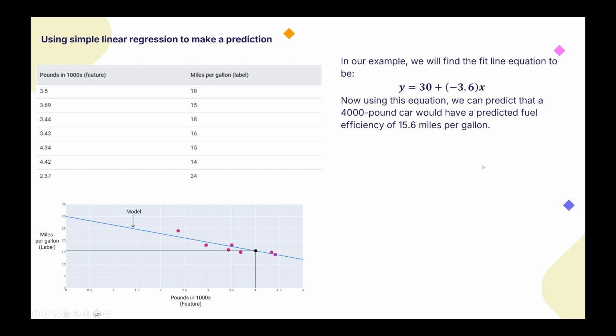Now, with this model, we can make a prediction that a 4,000-pound car would have a predicted fuel efficiency of 15.6 miles per gallon.